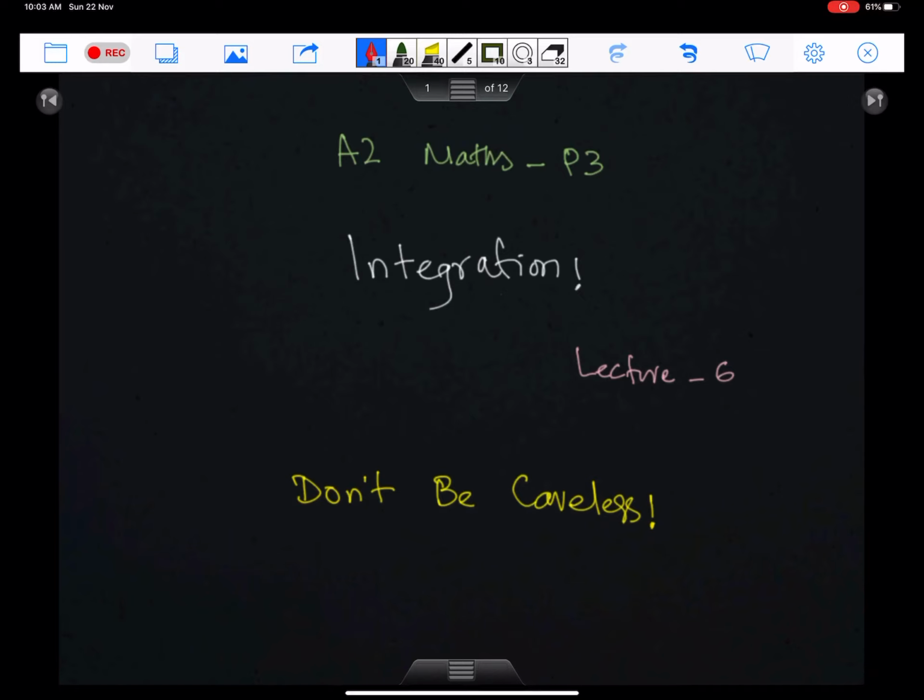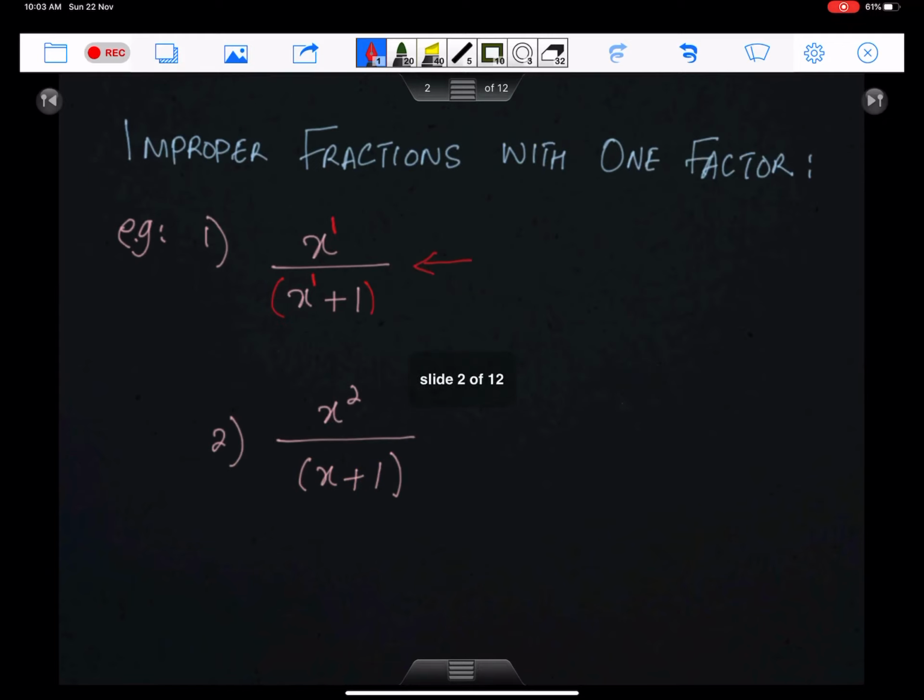Integration, lecture 6. Don't be careless. Improper fractions with one factor. This is the topic of this lecture: integration of improper fractions with one factor.